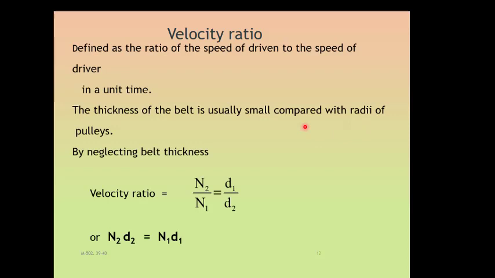Velocity ratio. For every driven shaft, there should be some speed. That speed should be calculated by the velocity ratio, so that power transmission can be found easily. In this velocity ratio, we consider speed as N and diameter of the shaft as D. It is the ratio of driven speed to the driver speed. Driven means output, driver means input. What we are getting is output over input. Simple.